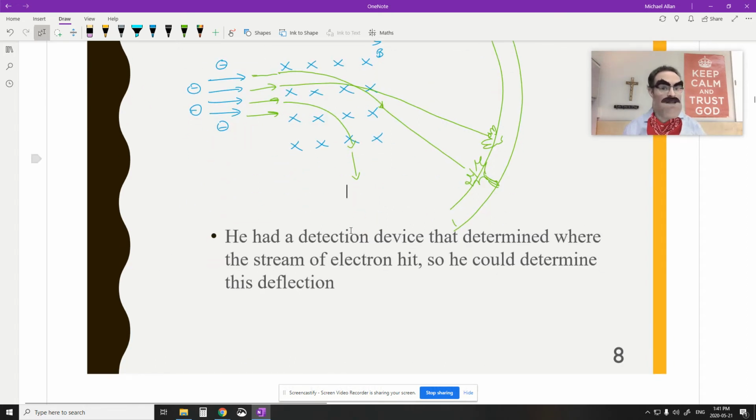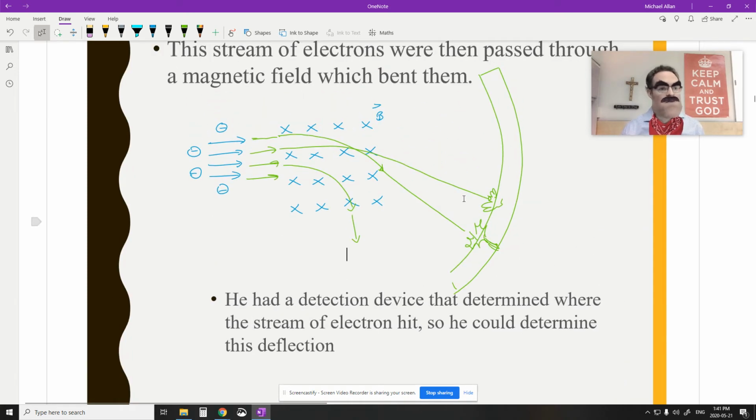Okay, but he was able to determine them, so that's good. So let's just focus on one of them. He detected one of them. Let's say he detected this one here. He knows the radius of curvature.